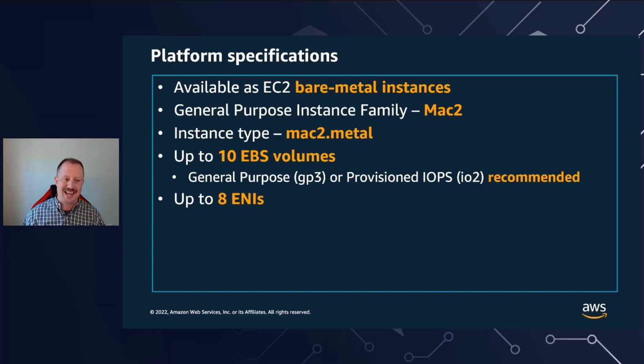You can have up to 8 ENIs, which are elastic network interfaces. So up to 8 NICs, if you will, within the Mac2.metal instance. Again, you'll have 1 by default. That's how you connect to it. But depending on your network topology, depending on how you want to send packets around, you can have up to 8.